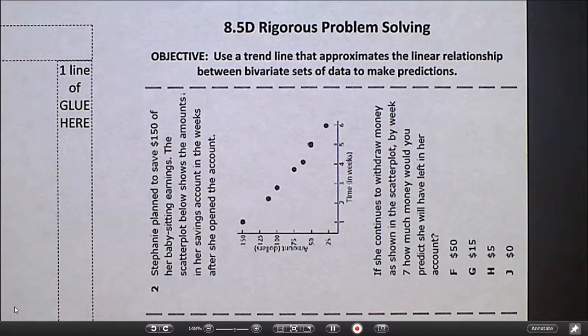Guys, now we're still looking at scatter plots, just a bunch of points on a graph. And our objective today is to use a trend line. So all of these graphs are going to have some sort of linear trend, and we need to approximate the linear relationship so that we can make predictions.